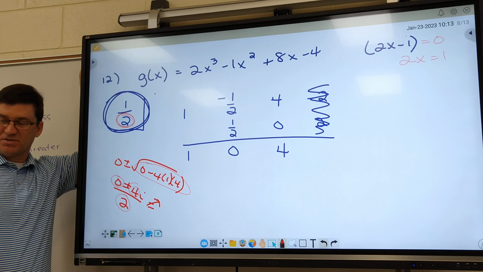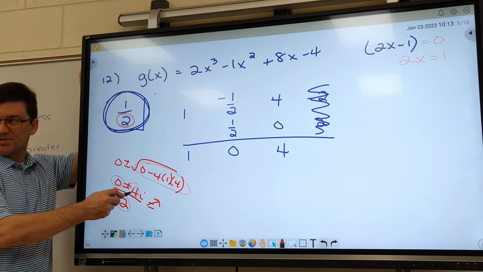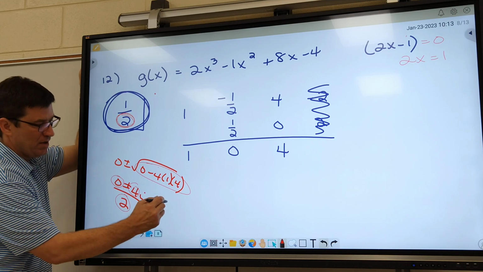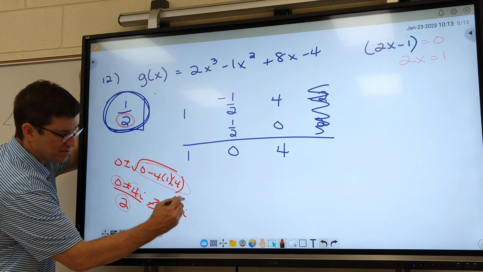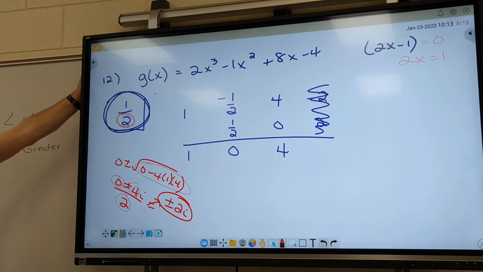So, our answer is going to be, that stays 0, right? 4 divided by 2 is a 2, and that turns to a 1. So, really, it's just plus or minus 2i. If you don't put the i, I'll probably mark off, I don't know, 4 or 5 points.